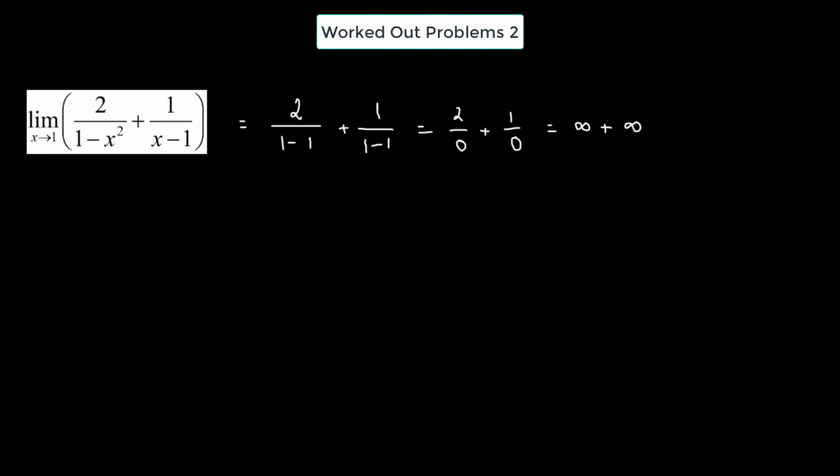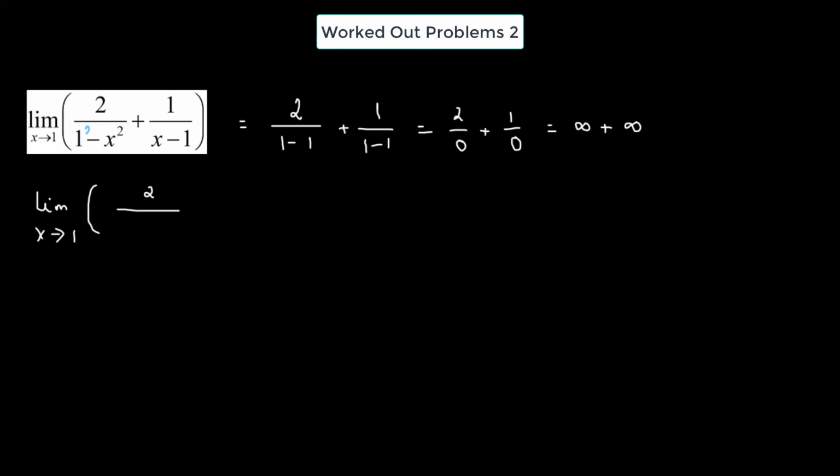And after that we are going to factor out the common term, and then we're going to find the final limiting value. So let us begin by first adding the two rational functions. So here we have limit x going to 1. So the first rational function, so we have 1 minus x squared in the denominator.